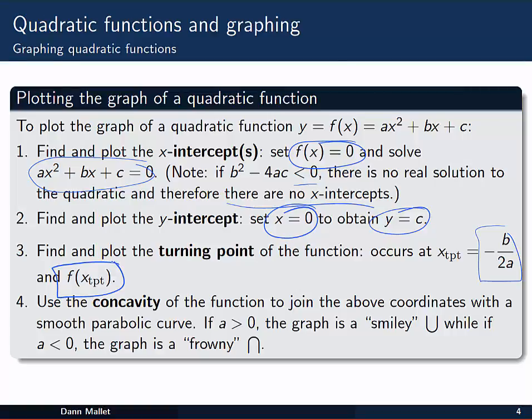Finally, we need to use the concavity of the function to join the above coordinates with a smooth parabolic curve. This means that when a is greater than 0, the graph is a smiley shape, or opens upwards. On the other hand, if a is less than 0, the graph has a frown shape, or opens downwards.